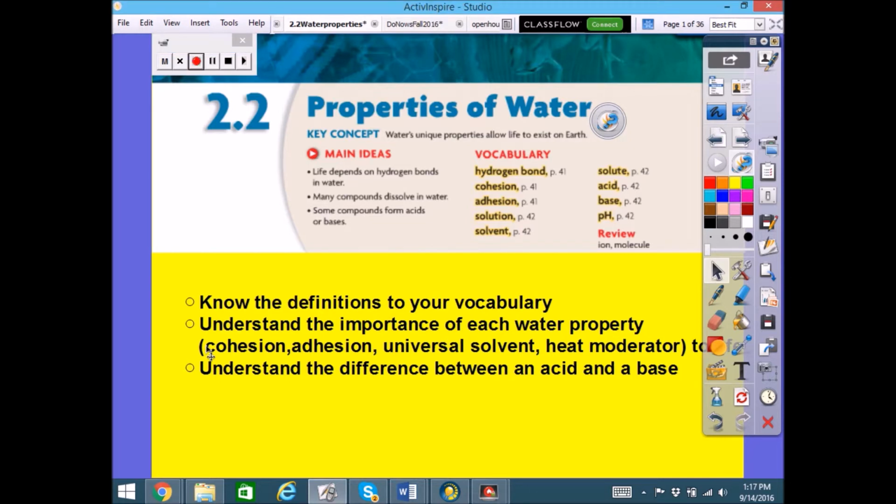Understand the importance of each water property. So you have 3 water properties that the textbook gives you, but there are more than that. So you need to make sure that you understand what is cohesion, what is adhesion, what does it mean that it's the universal solvent, what does it mean that it's a heat moderator, and why is that important for life. And lastly, understand the difference between an acid and a base. That's what we're going to cover today.